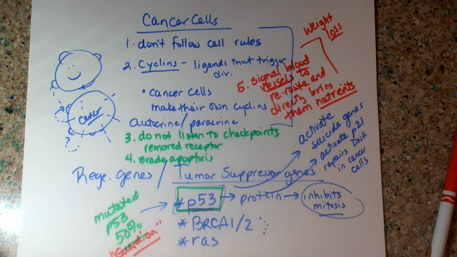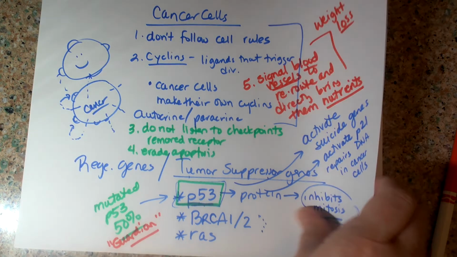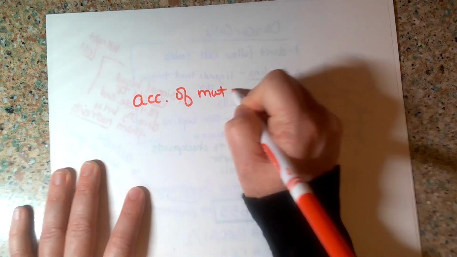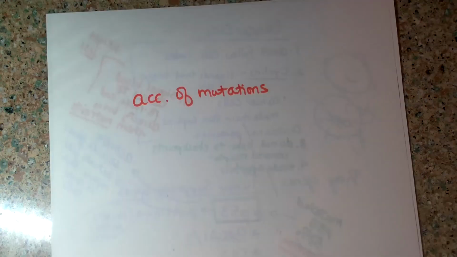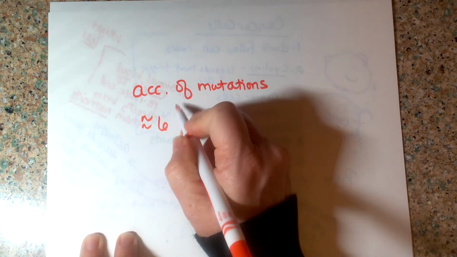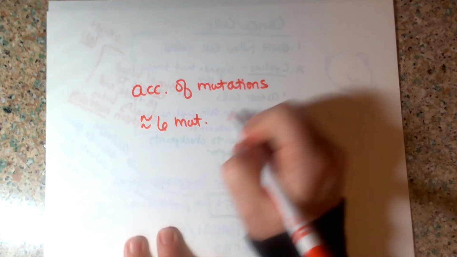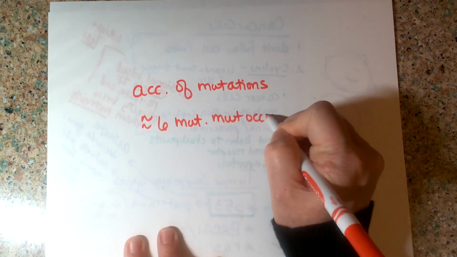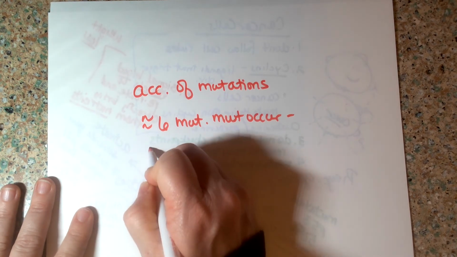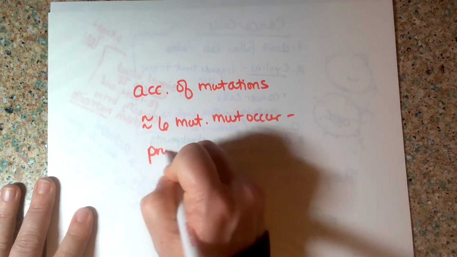All right, so scientists have pretty much stated that in order for a cell to become cancerous, it's literally an accumulation of mutations over life. Okay, and so we're talking about cancers of old age, and the estimate is about 6 mutations must occur before a cell becomes cancerous. Okay, and the mutation usually occurs in what we call proto-oncogenes.